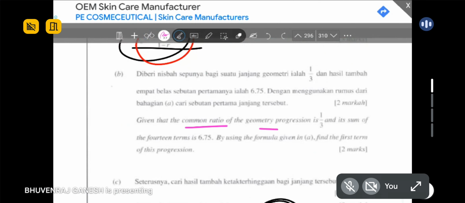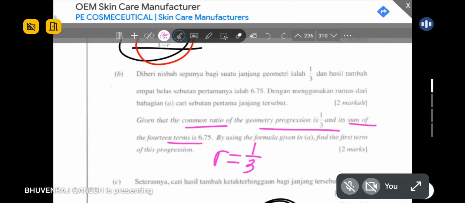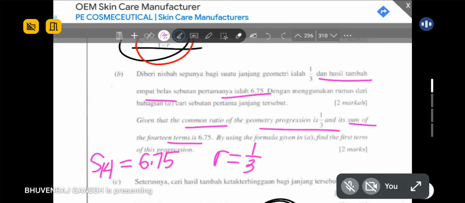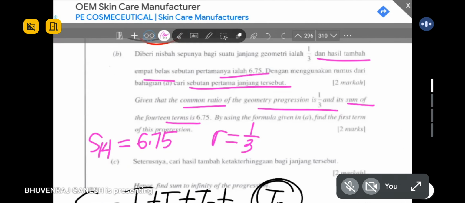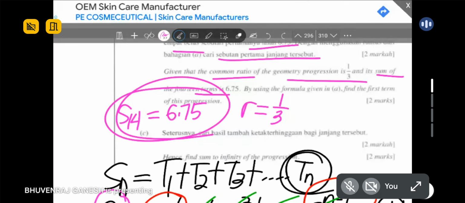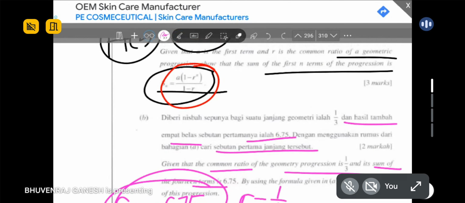Okay, so for this one, they tell you the common ratio is 1/3. Nisbah sepunya, 1/3. And then, sum of 14 terms. Hasil tambah 14 sebutan pertama. So, S14 equal to 6.75. So, you just interpret all your info, guys. Keluarkan semua info. So, they want you to find the first term. Cari sebutan pertama. So, you just start with this information lah, guys. Guna yang ni. So, guys, do you all still remember Sn, geometric? Your formula is here already actually. Soalan sudah bagi tadi. This one.